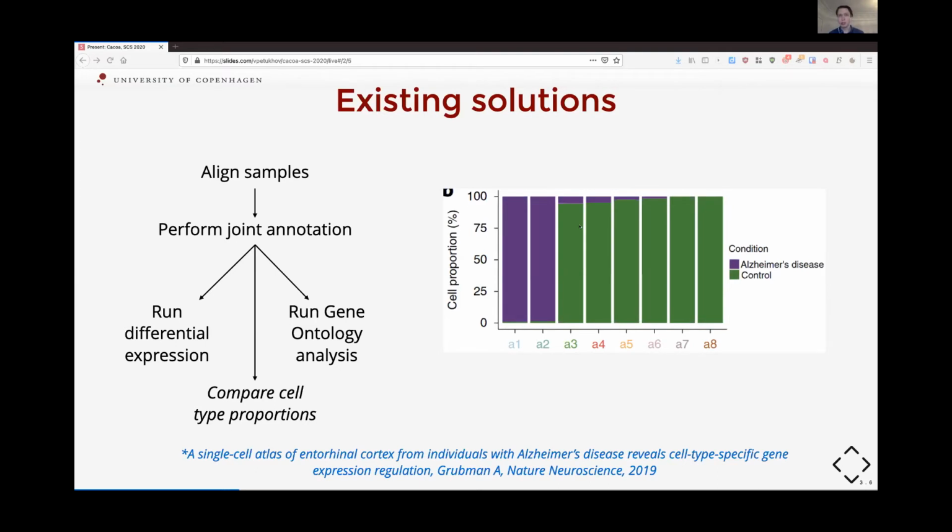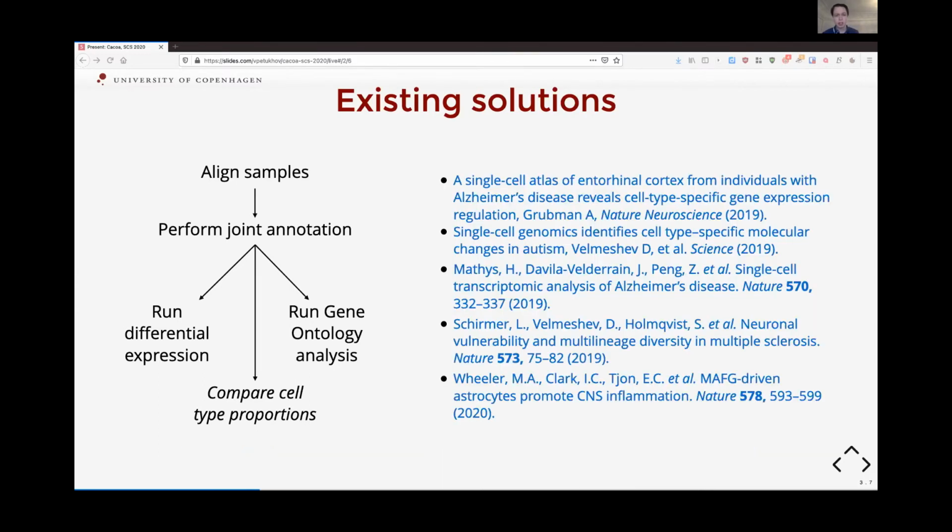Though honestly, for this particular study, don't completely trust them, because it mostly looks like they just did the wrong annotation, because it depends too much on the case or control. And if you look at the papers, most of them follow exactly this workflow. So here are 5 papers from top journals like Nature and Science, and all of them do exactly this.